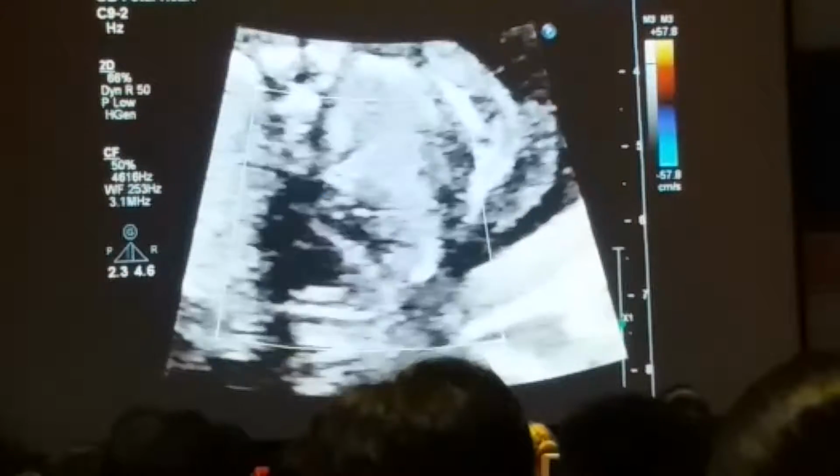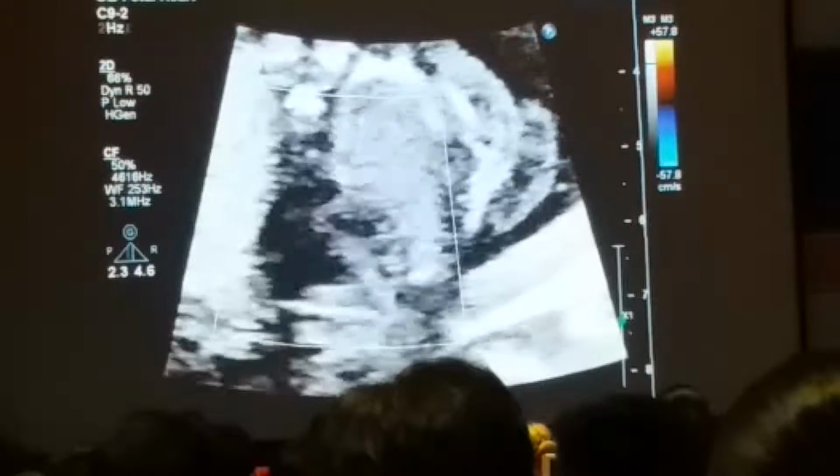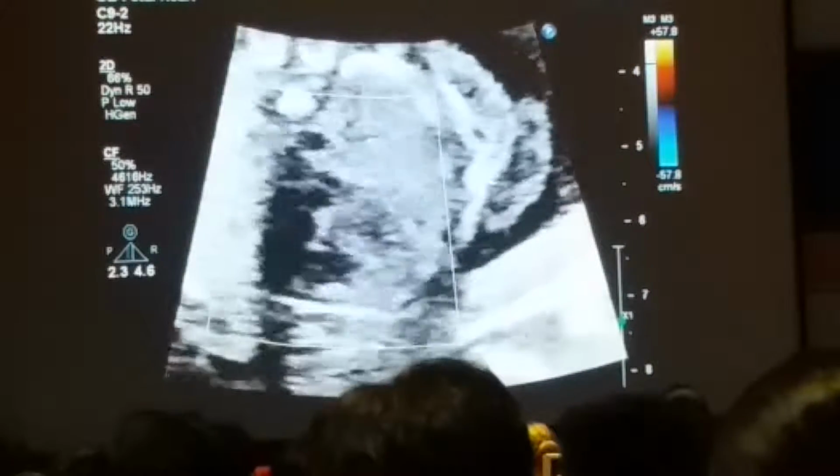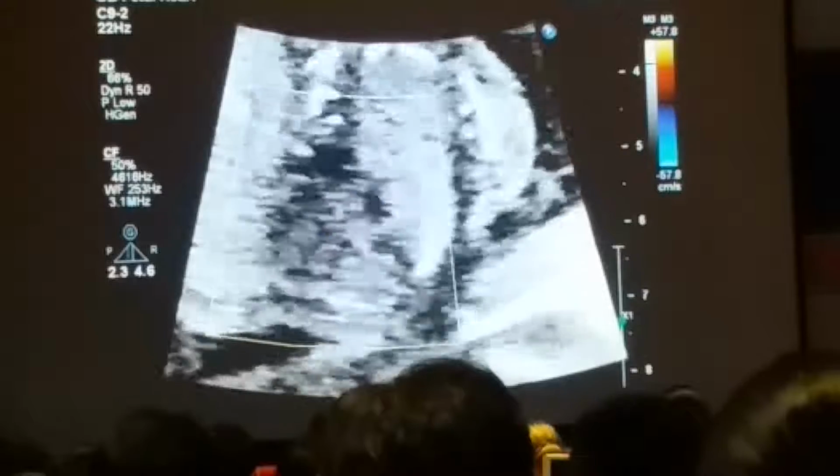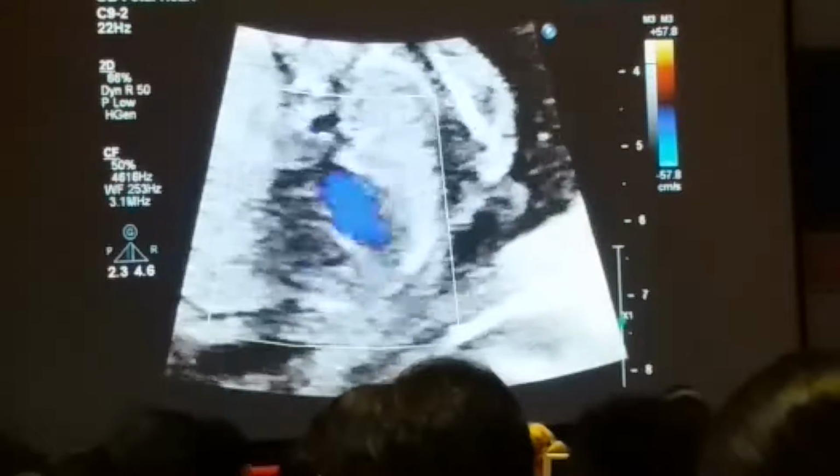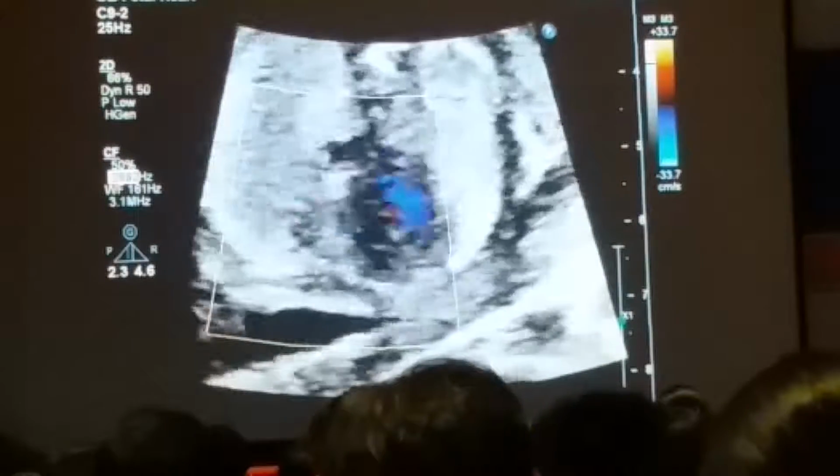I think this will do it down there. Okay, and we are looking at 67 centimeters. Again, I want to lower the Nyquist limit here so that I can see the blood flow in the pulmonary veins.